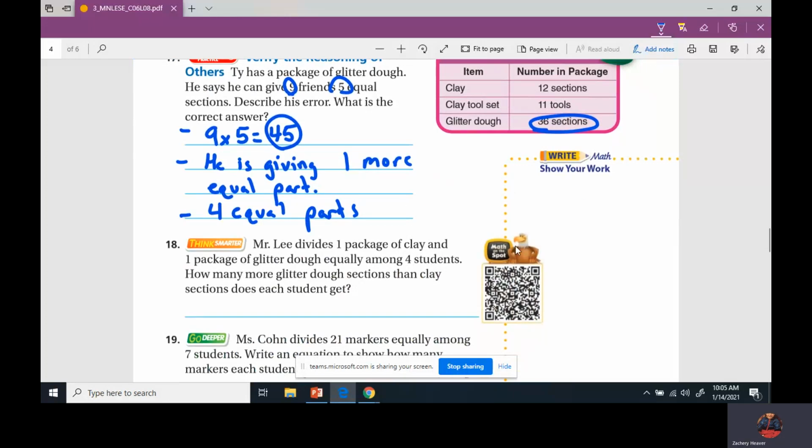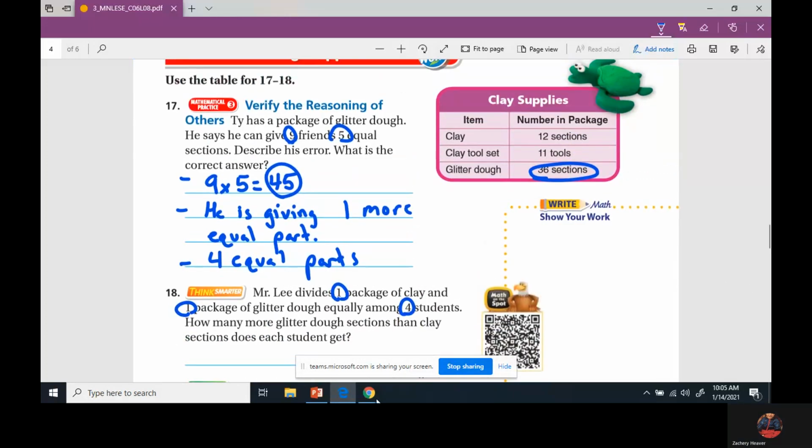Mr. Lee divides 1 package of clay and 1 package of glitter dough equally among 4 students. How many more glitter dough sections than clay sections does each student get? So we have clay, what's his 12? So I'm going to put C. We have 12, and he gives them to 4 students. So 12 divided by 4 is 3. So each person's getting 3 equal sections. And glitter dough, there's 36. If he gives 4 to each, they're going to get 9.